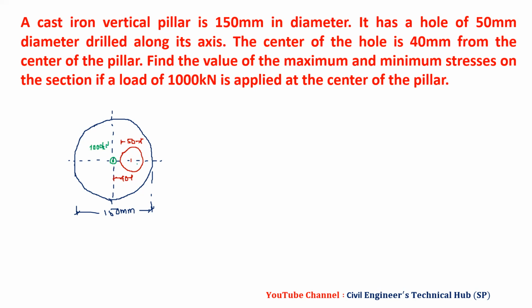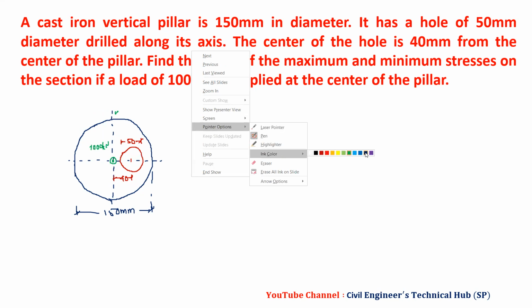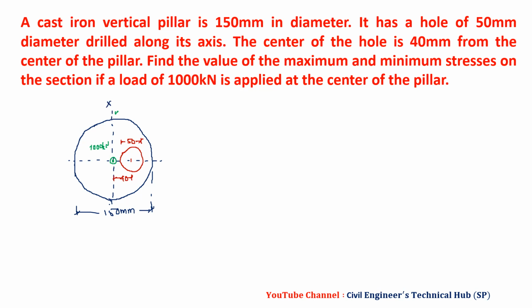Now, as we have a hole on this side, automatically my CG will be shifted towards the left of this axis. So now we have to first find Y bar. Now we take moment about this axis. First we will find the area: pi by 4 into 150 square minus pi by 4 into 50 square. We will get the area equal to 15.71 into 10 raised to 3 millimeter square.